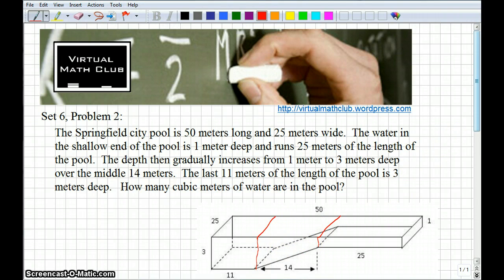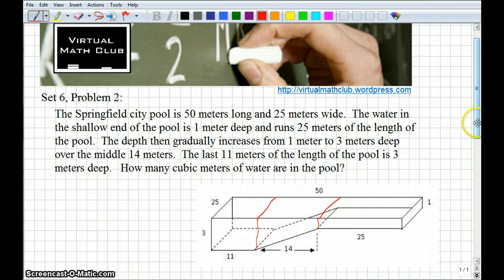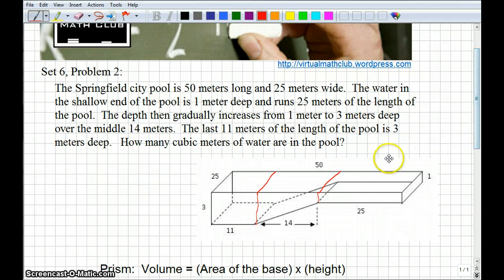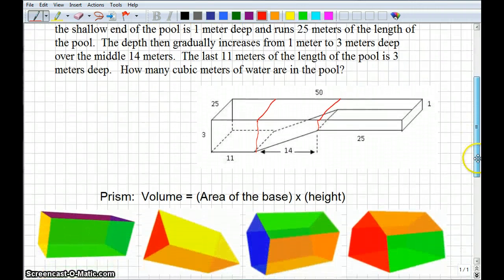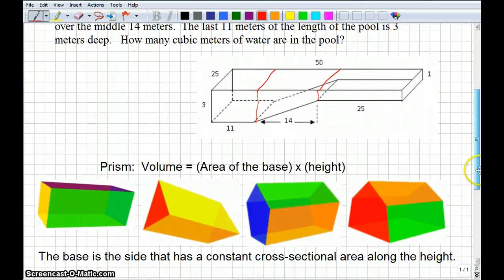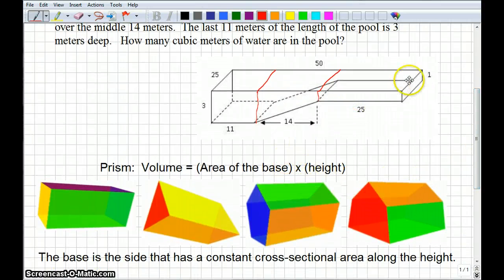And another hint I would give you is that it helps to know something about a prism, okay? Because this is essentially a prism. And let me scroll down here and show you some other prisms, okay? So do you see the prism in this swimming pool here?